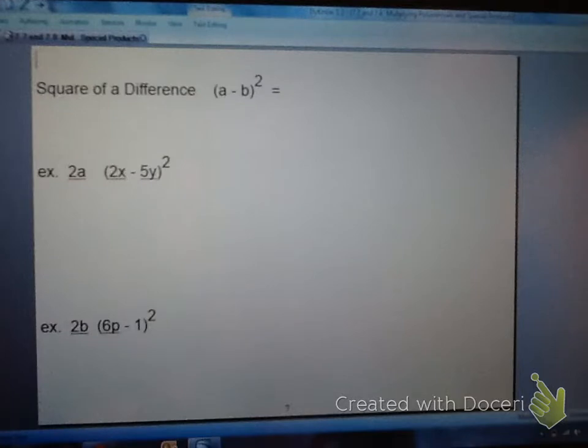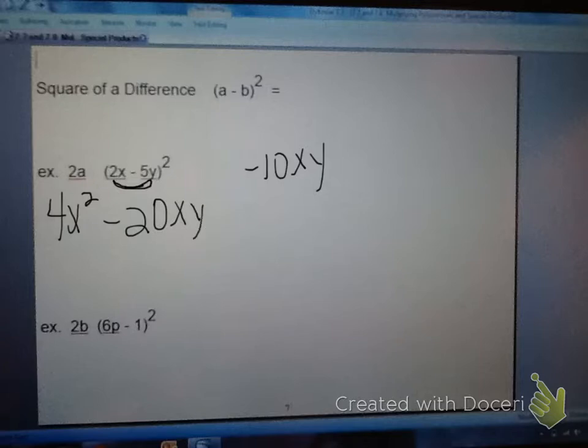When you have the square of a difference, it's basically the same thing, except instead of a plus sign in the parentheses, it's a minus. We square the first term. Multiply these two together. Now, negative 2 times a negative 5y is a negative 10xy. Double it gives us a negative 20xy. And then square the last term. Negative 5 squared is a positive 25y squared. Be very careful about that, because anytime you square a negative, you get a positive.